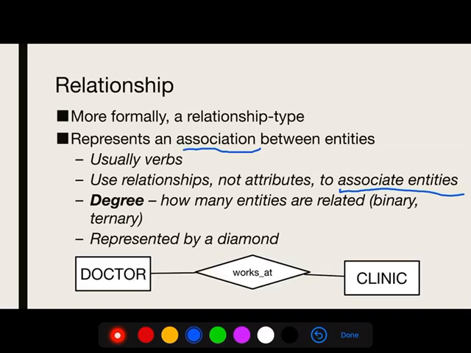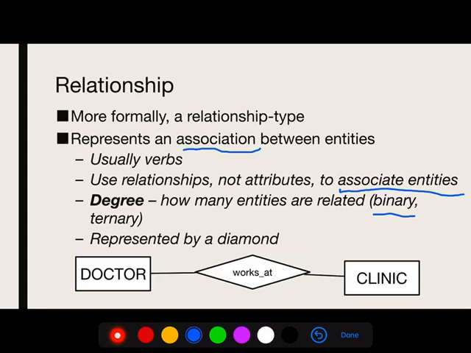This might be surprising to some of you who have studied the relational model. In the relational model, we use attributes to associate entities, specifically foreign keys. But not in the ER model. We use relationships. The degree of a relationship tells us how many entities are related in it.